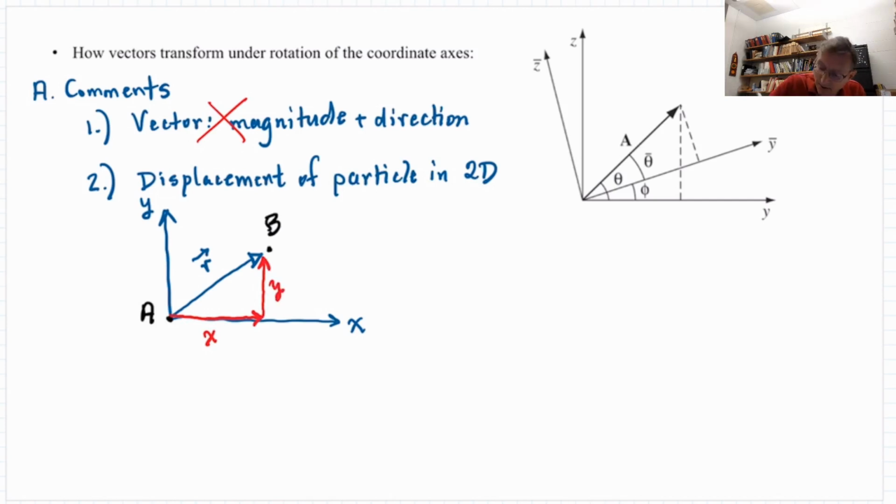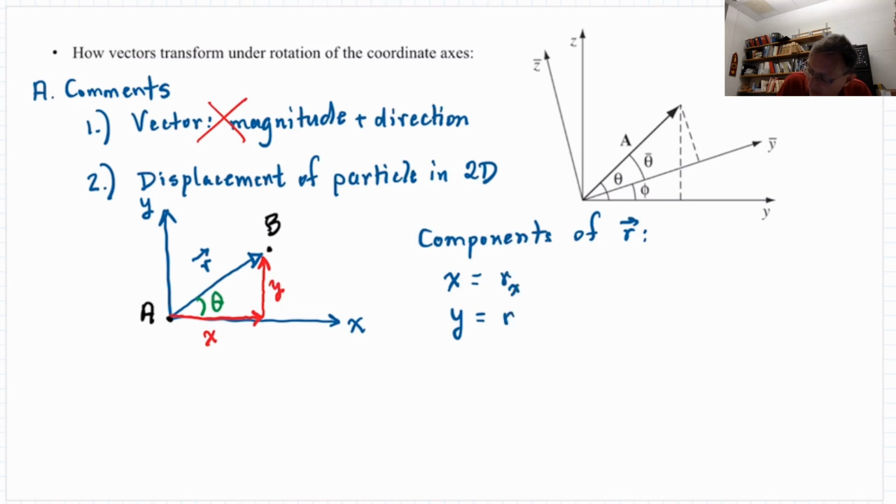And it's also convenient to label the angle of the position or displacement vector with the plus x-axis. We'll call that theta. Then we're all familiar with how to write down the components of that displacement vector. We'll call them x and y. But note, some books will call them r sub x and r sub y because they are the x and y components of that vector labeled r.